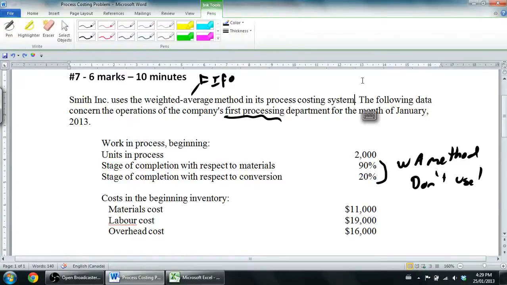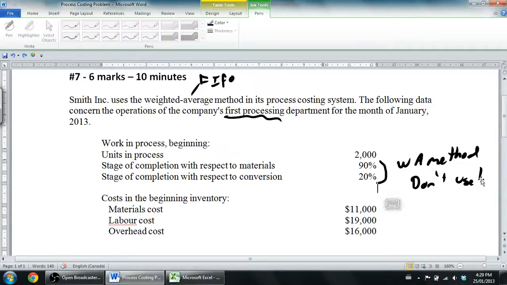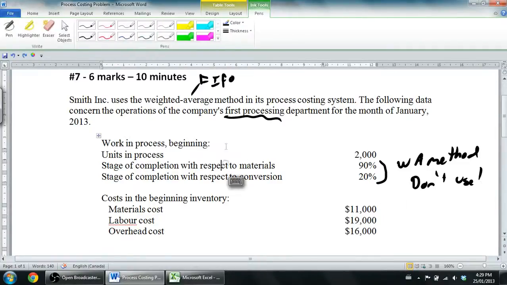My ink tools just went away. There we go. You can ignore that part. You can say, okay, the 90 and the 20%, don't even bother with it. It's not going to be a factor in our answer here. Anyway, the first time you do this, you're never going to know that, right? This is all stuff that I believe you need to practice to get good at. But the units in process at the beginning, that matters.